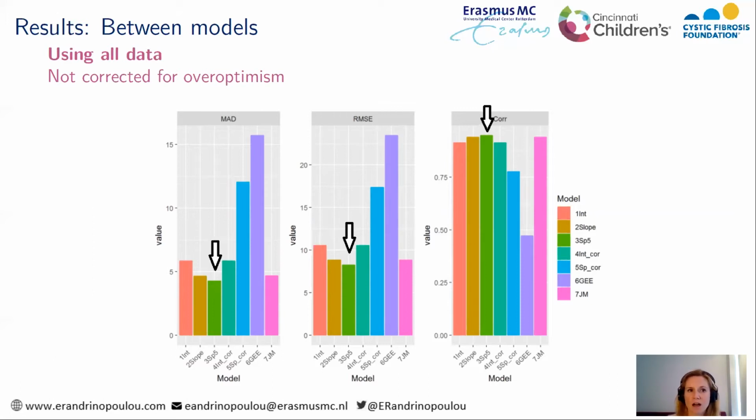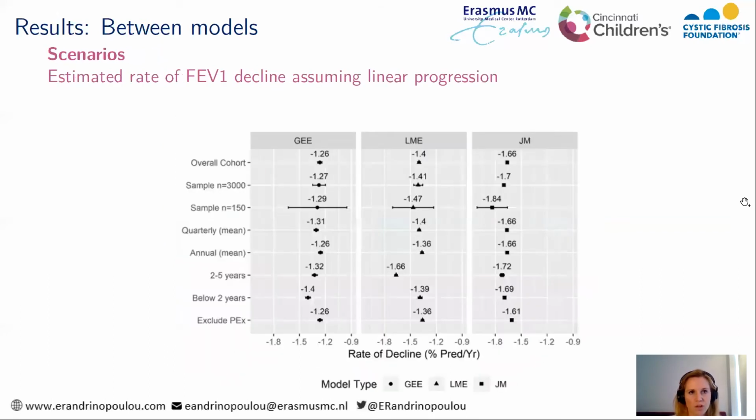seems to be better. However, we have to mention here that we didn't correct for over-optimism. So actually we use the same model to fit and to predict, which is not really correct. And in order to correct for that, we would have to use a bootstrapping approach or a cross-validation approach. If we now look at the different scenarios, we can see the results here.